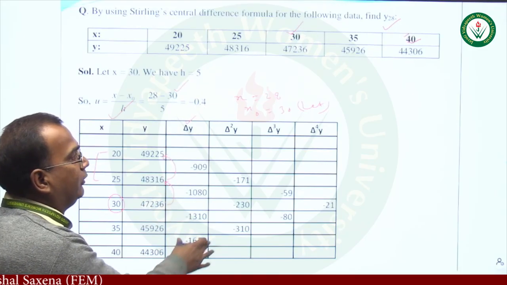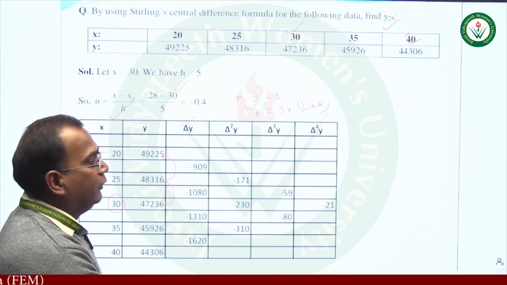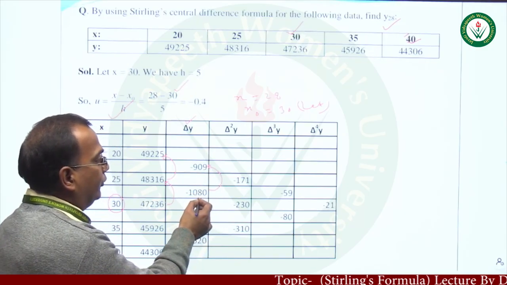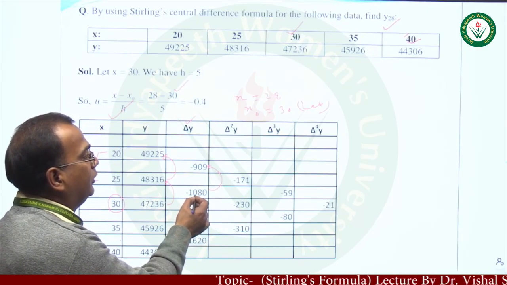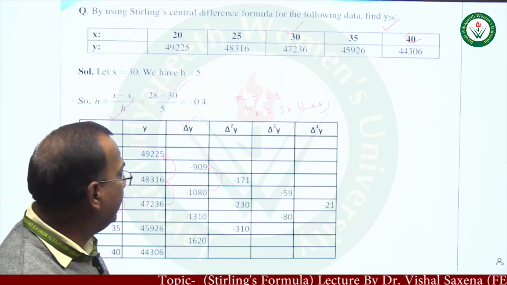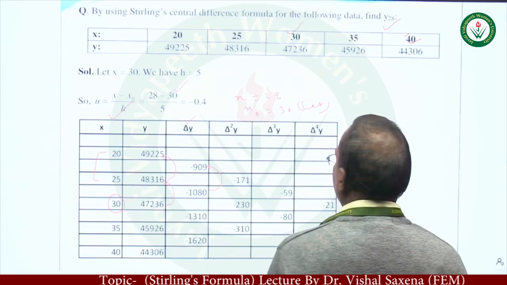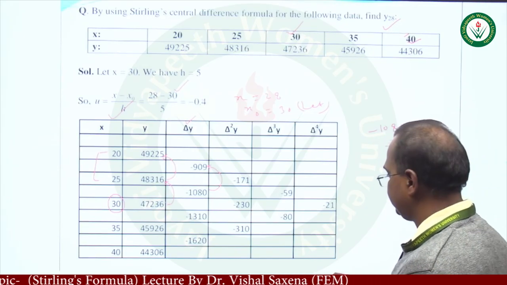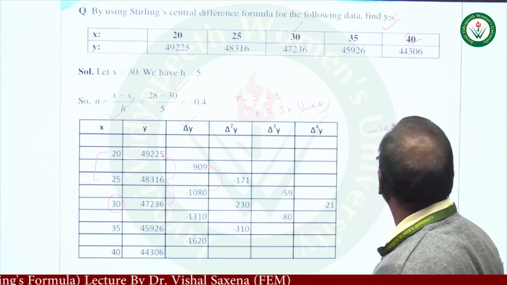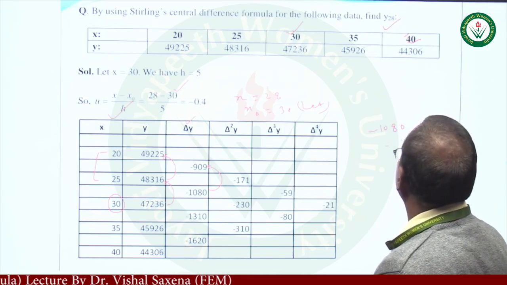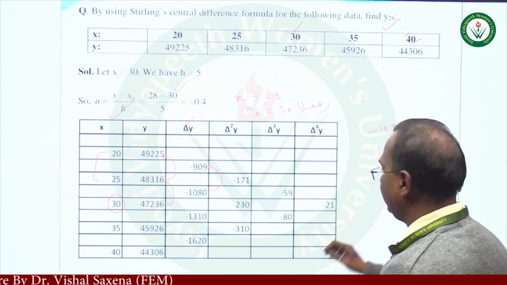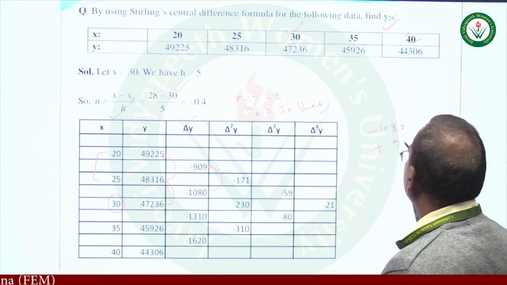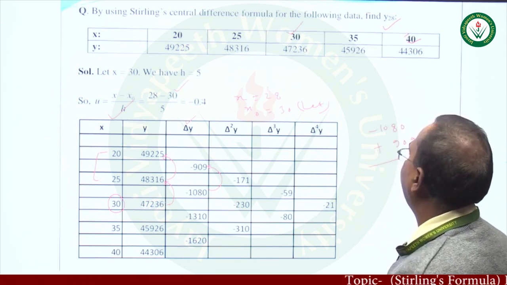Delta Y, del square Y. How is del square Y calculated? This minus this. So this value minus 1080 becomes plus 909, and thus we get this value, minus 1080 and plus 909. So what is the difference of this one here?